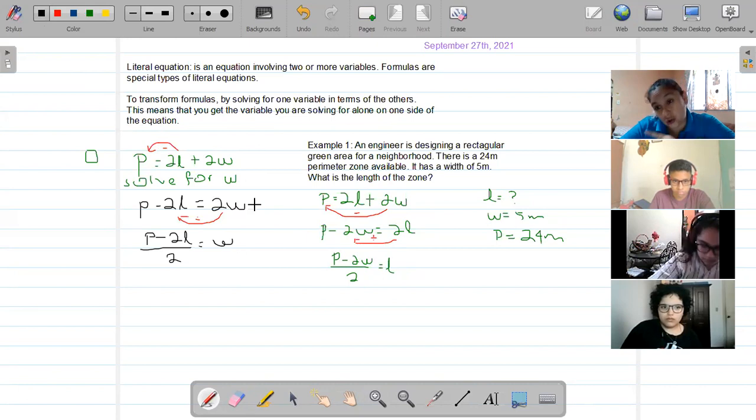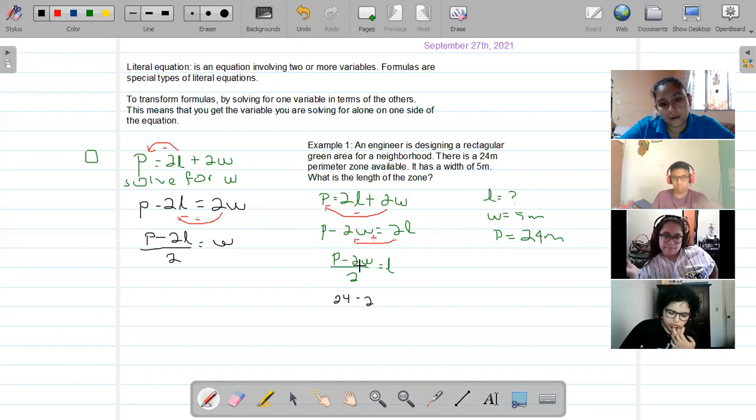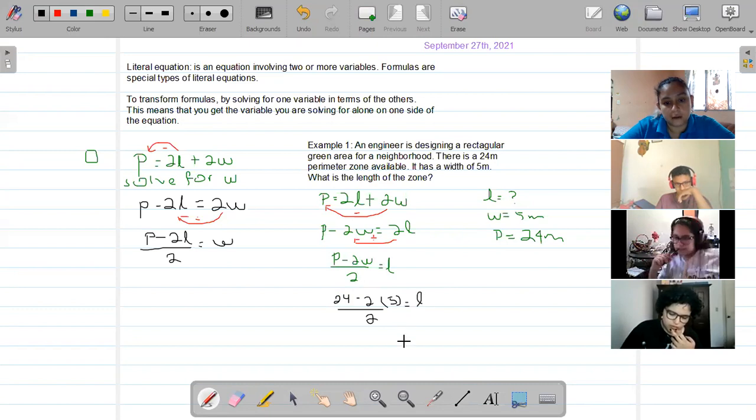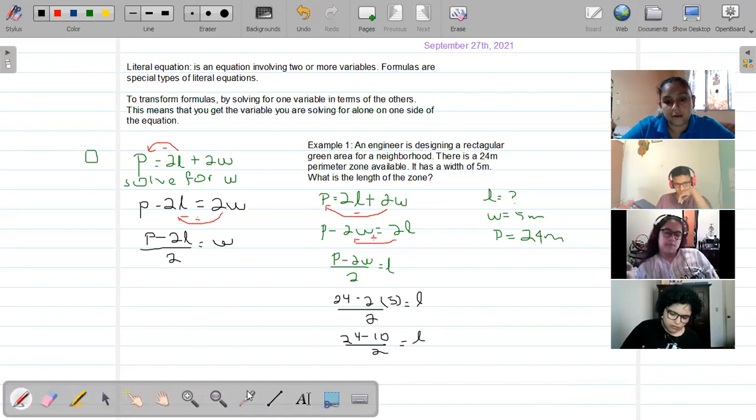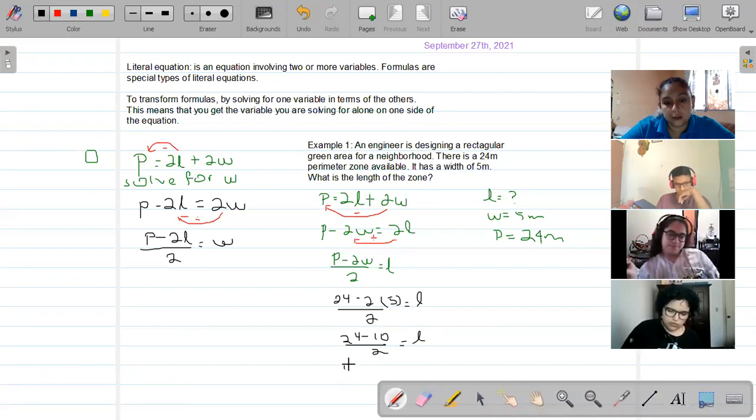Now, in black, I'm going to solve for L. Instead of P, I'm going to evaluate, just like when we were evaluating an equation. We place the 24 minus the 2 of the formula times the width, which was 5, divided by 2. And that's going to give me L. Now I use PEMDAS. 24 minus 2 times 5, which is 10, over 2 is equal to L. 24 minus 10 is 14. So 14 over 2 is equal to the length.